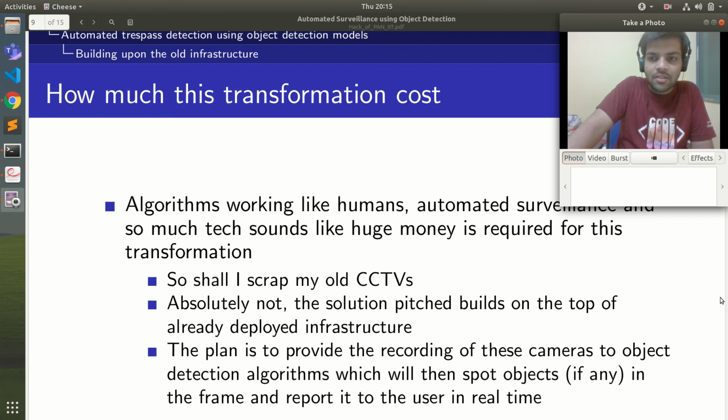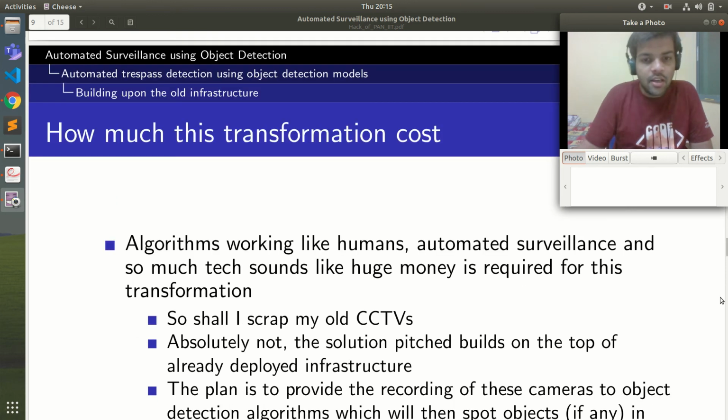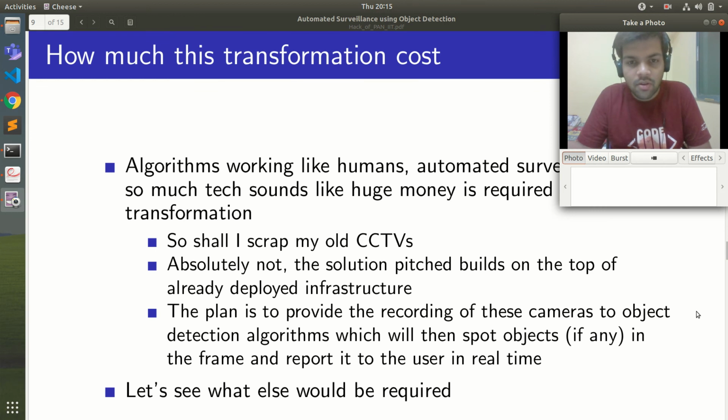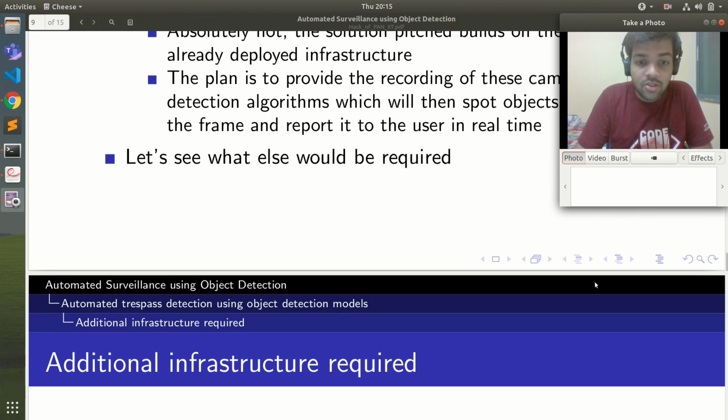So what essentially this idea would be doing is taking the videos from the old setup only, the CCTV and all, running the algorithm above it, and displaying an output to the user in the form of a notification from an application, which may be a web app or a mobile app. Hey, you are the owner and your particular shop has been trespassed, please see. In that way we could reduce the cost of transformation, which is the unique selling point, USP, for this particular idea.